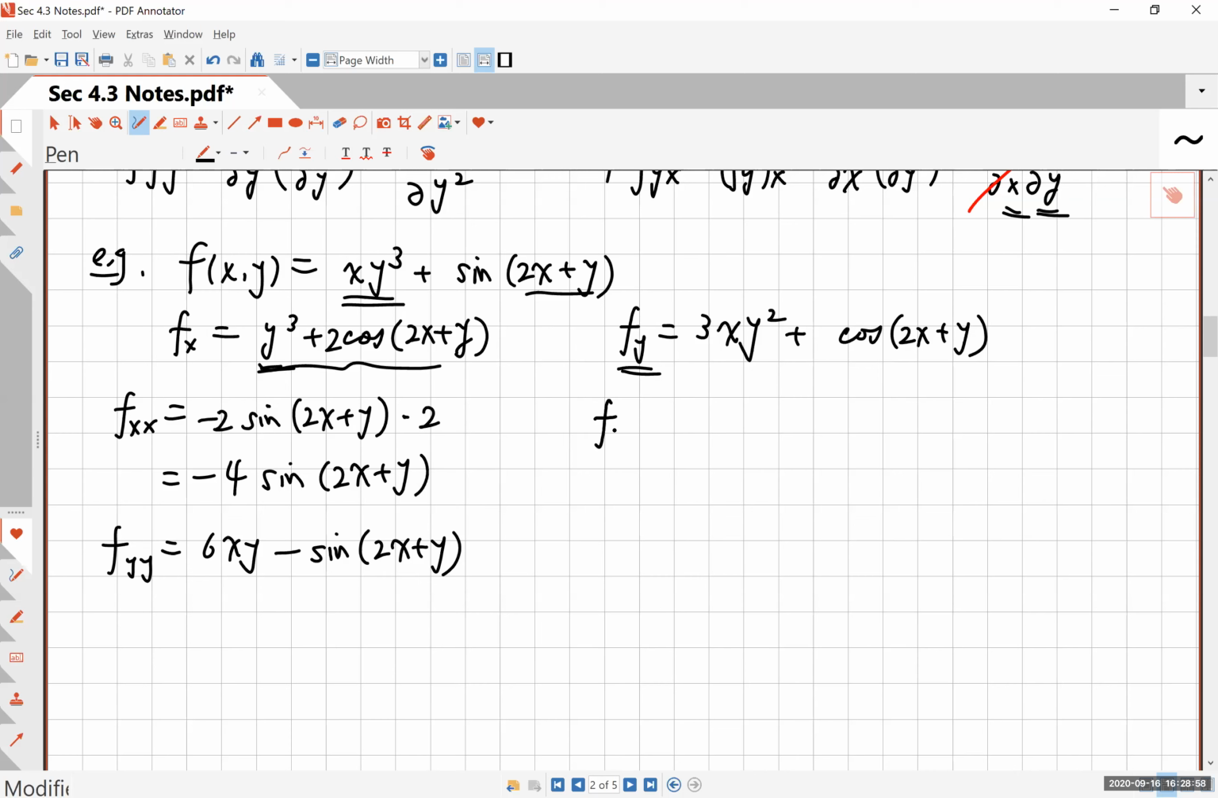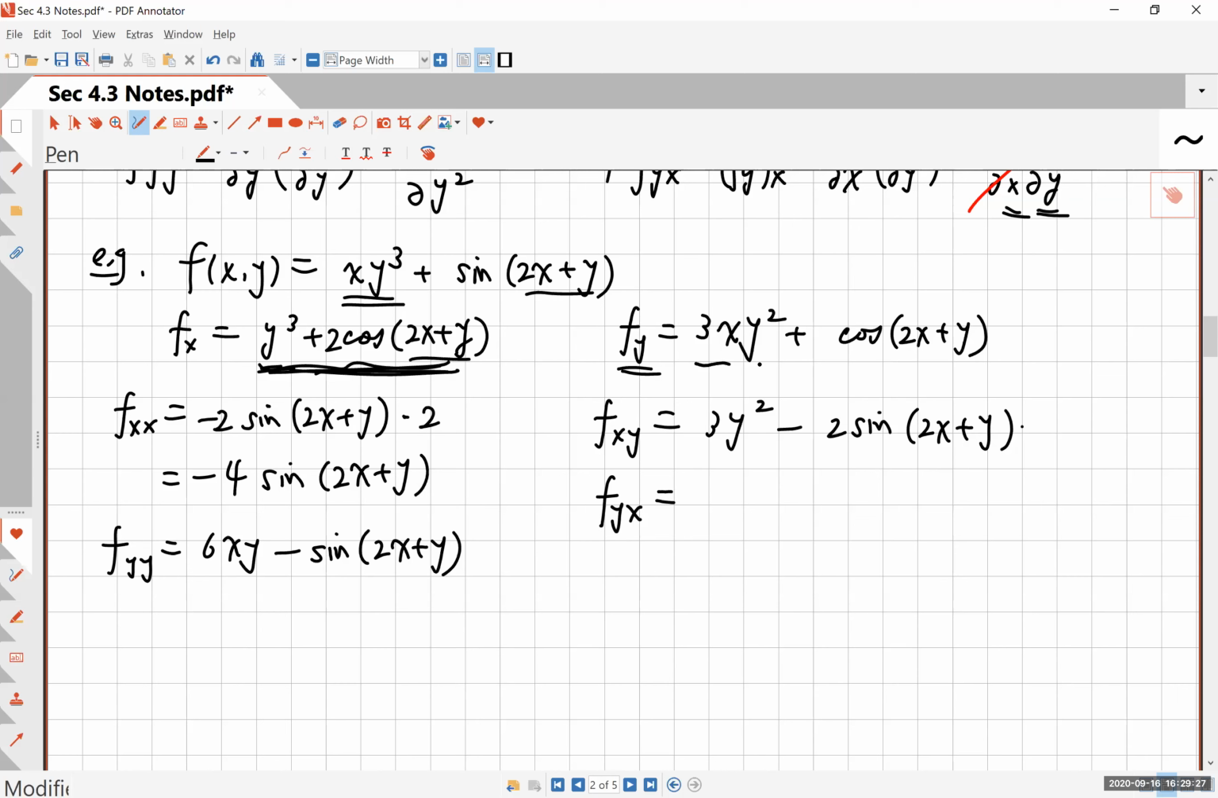All right, how about f sub xy? This one is a little different because now we take this derivative and differentiate that with respect to y, so 3y squared is what you get first. And then now you have minus 2 sine of 2x plus y times the derivative of the inside function with respect to y, which is 1. So this stays. All right, finally, f sub yx.